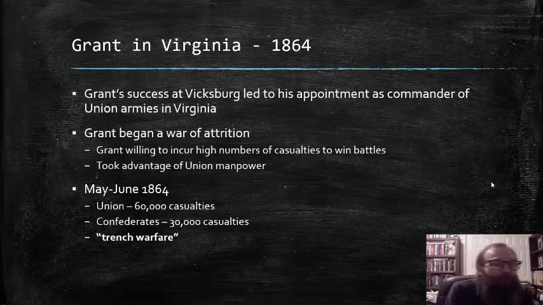For one example, from May to June of 1864, the Union had 60,000 casualties compared to the Confederates' 30,000 casualties, which, based on sheer numbers, one would assume meant the Confederates had the upper hand. But again, the Union could technically afford to lose many more men than the Confederates, especially by this stage of the war. The Confederate manpower was dwindling ever so quickly.